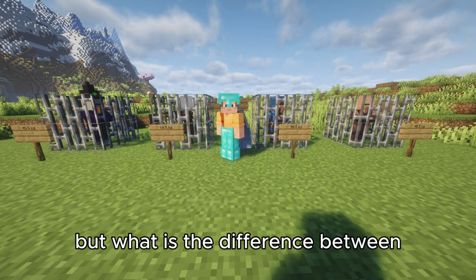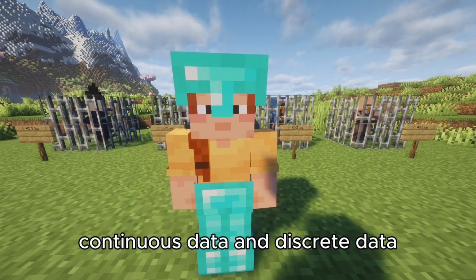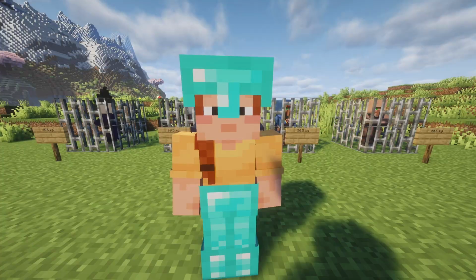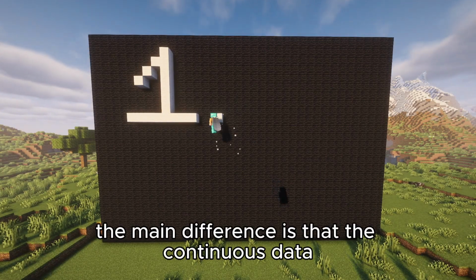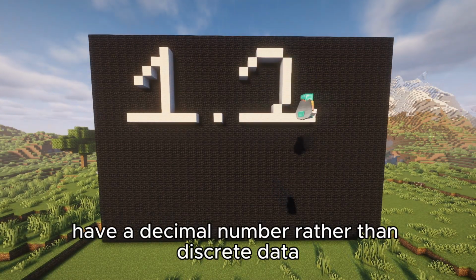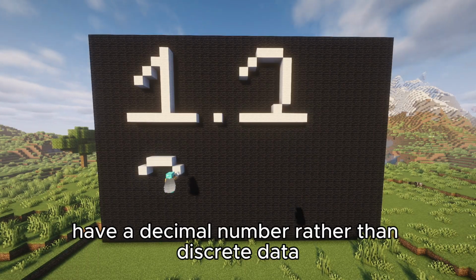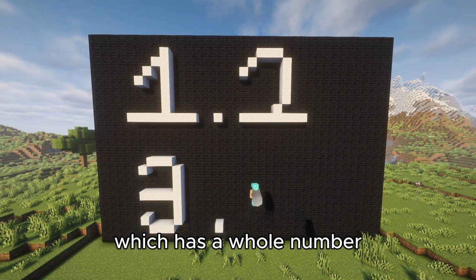But what is the difference between continuous data and discrete data? The main difference is that continuous data have decimal numbers, rather than discrete data, which has whole numbers.